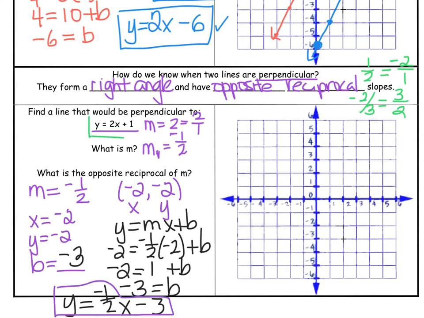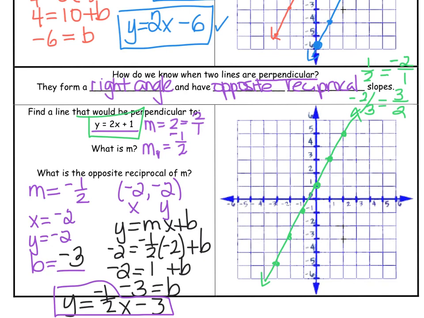So we're going to graph this equation, and we are going to graph this equation to see if they're perpendicular. And they should be, because their slopes are opposite reciprocals. So let's graph y equals 2x plus 1. There's my y-intercept. It's up 2 to the right 1, up 2 to the right 1, and I can go in the opposite direction as well. This is the same line from the previous example.